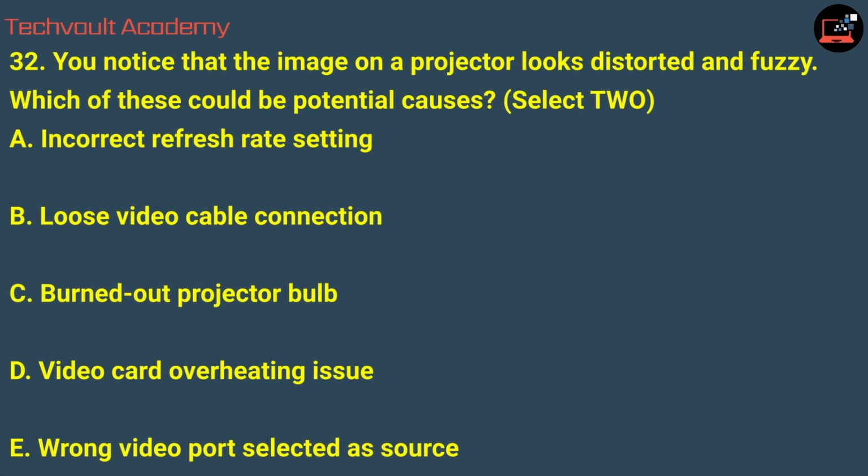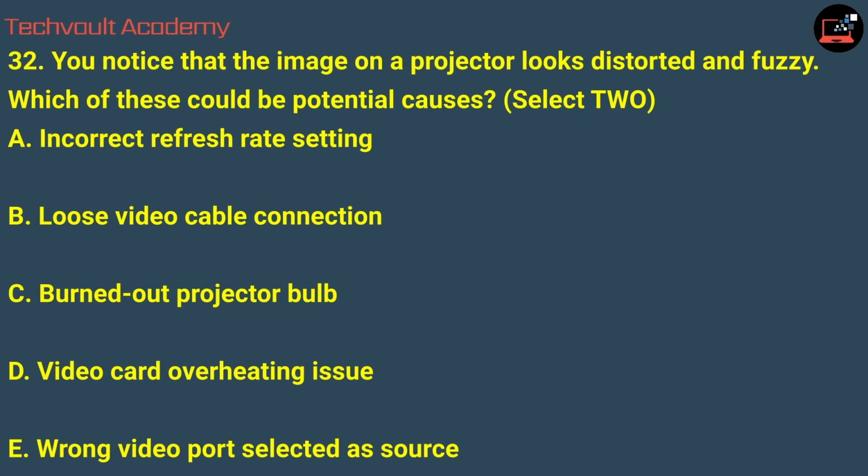32. You notice that the image on a projector looks distorted and fuzzy. Which of these could be potential causes? Select 2. A. Incorrect refresh rate setting. B. Loose video cable connection. C. Burned out projector bulb. D. Video card overheating issue. E. Wrong video port selected as source.